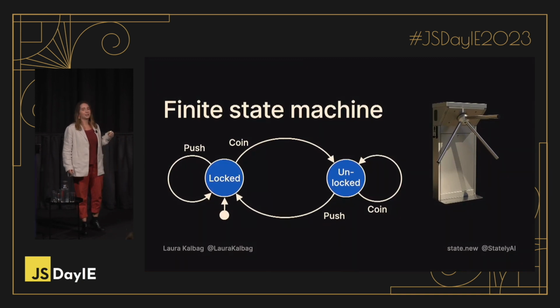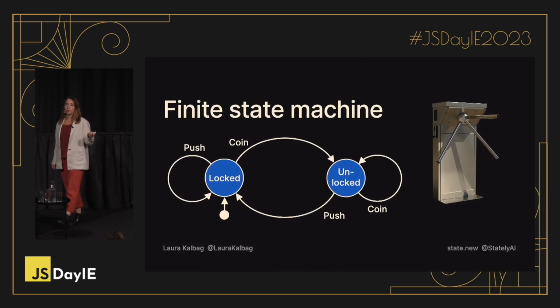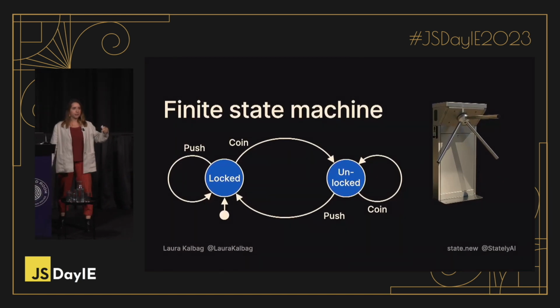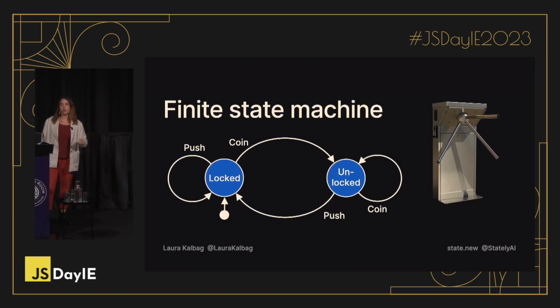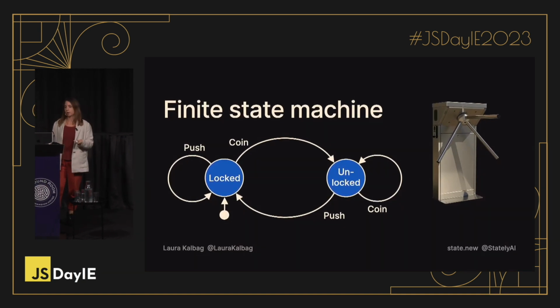So this is the classic example that you tend to see when people talk about state machines. And this is a coin-operated turnstile. And this here is a state machine. And so this is a model that can only be in one state at a time. This particular state machine can only be in locked or unlocked. And it can change from one state to another in response to an input.